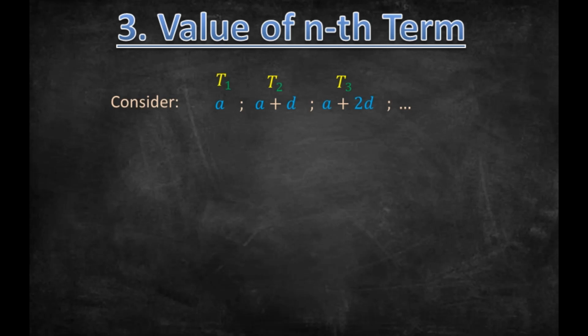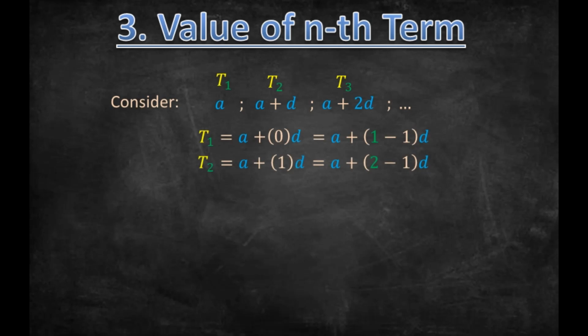Let's look at these 3 terms in more detail. Term 1, or T1, is equal to a, which is the same as a plus 0d, and this is equal to a plus (1 minus 1)d. T2 is equal to a plus d, which is the same as a plus (2 minus 1)d. And T3 is equal to a plus 2d, which is the same as a plus (3 minus 1)d.